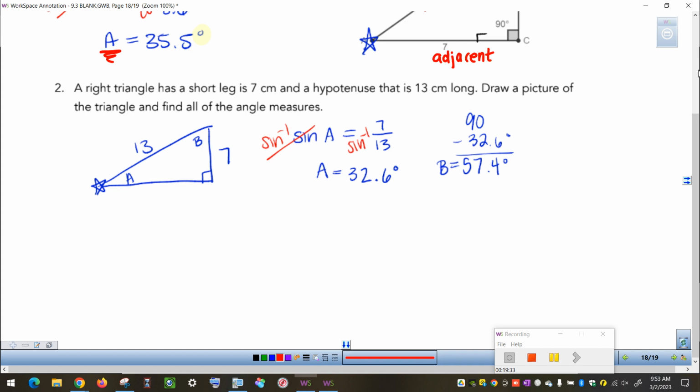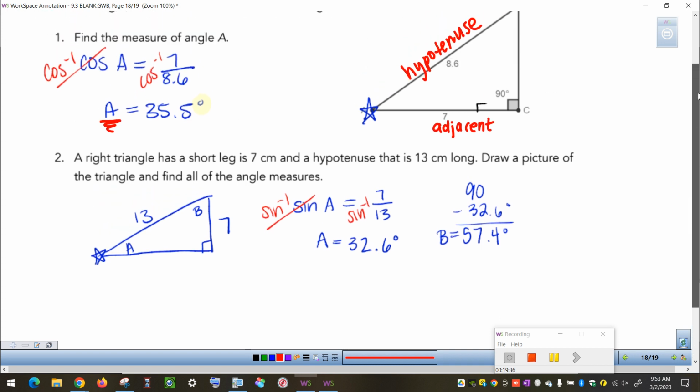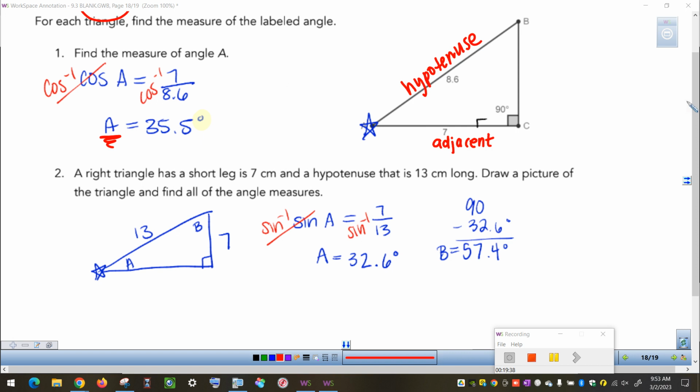You actually could do these in either order. You will still get the same answer at the end. But if we start here thinking about this as our start angle, the way that it's pictured, the position of the 7 is the opposite side. The 13 is the hypotenuse. So we can say the sine of angle A equals 7 over 13.